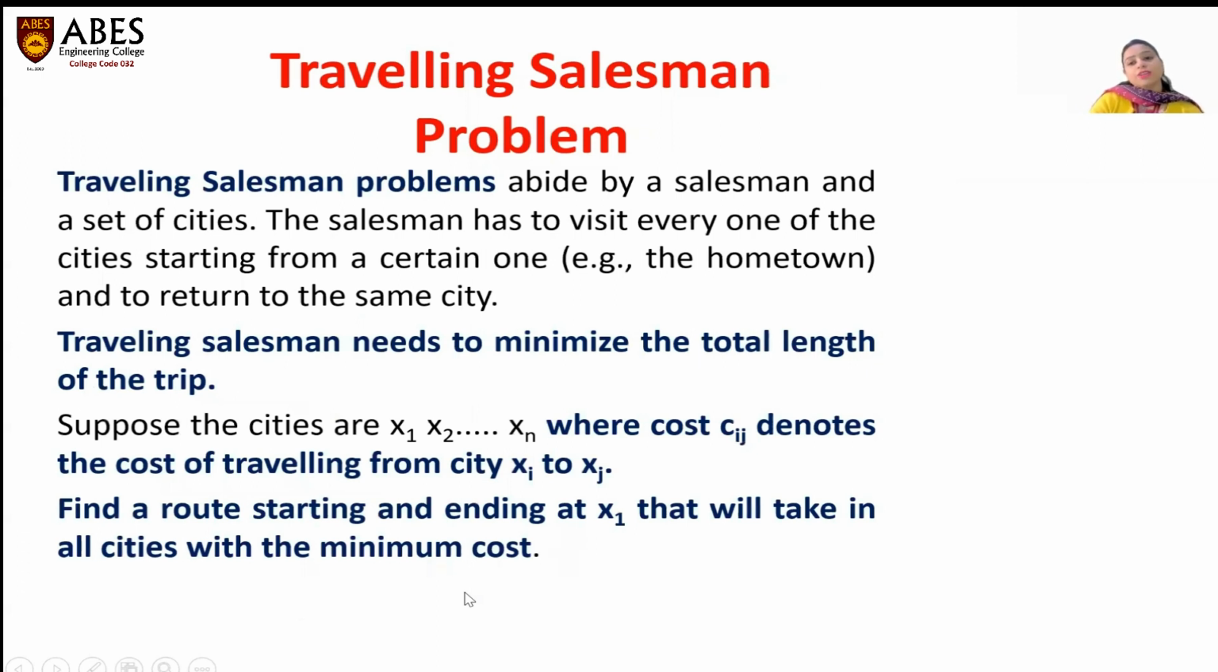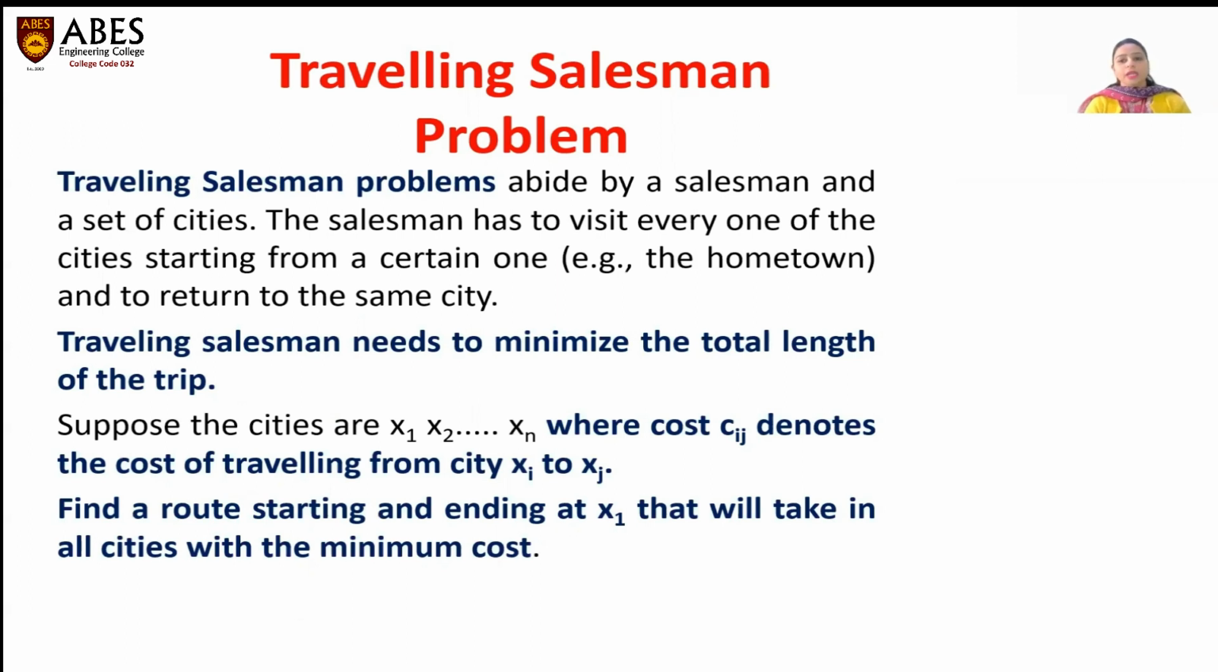Now, the next problem is the traveling salesman problem. The traveling salesman problem says that a salesman has to visit a set of cities, where he'll be starting from one city and has to return to the same city by covering each of the cities once. The main motive behind this is to minimize the total length of the trip.